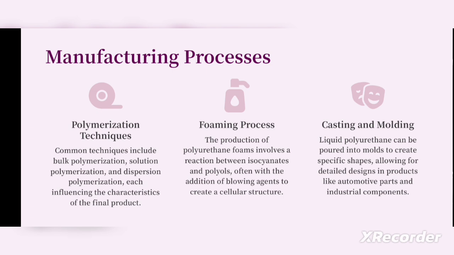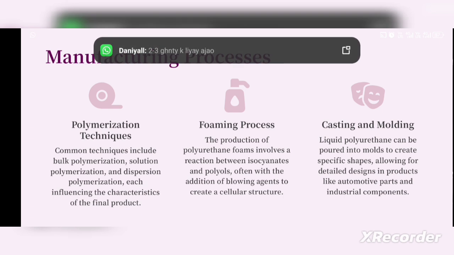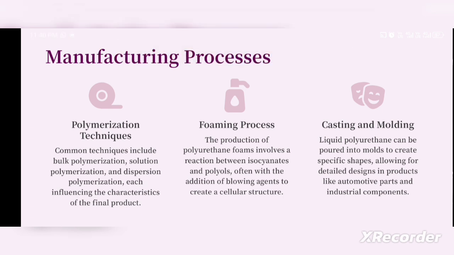Casting and molding. Liquid polyurethane can be poured into molds to create specific shapes, allowing for detailed designs in products like automotive parts and industrial components.